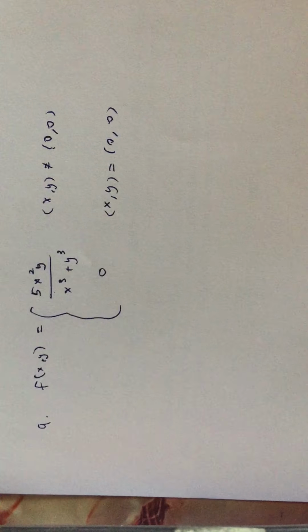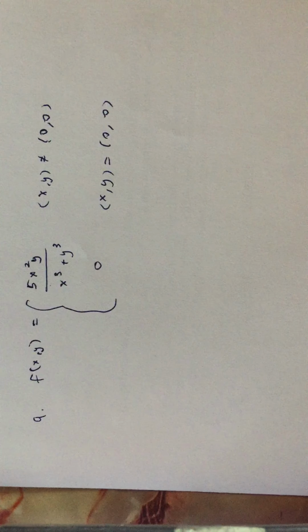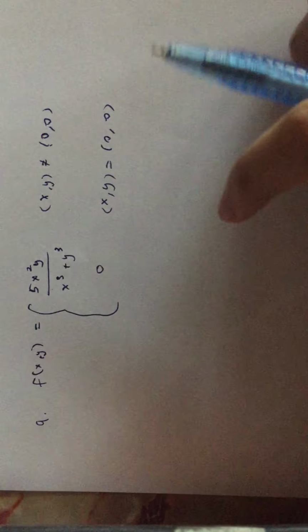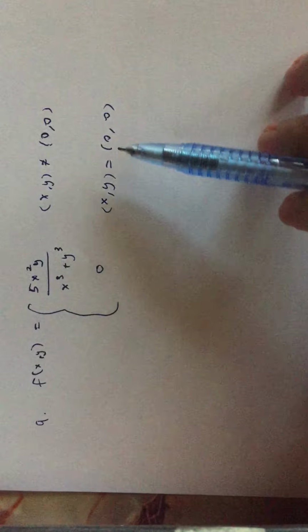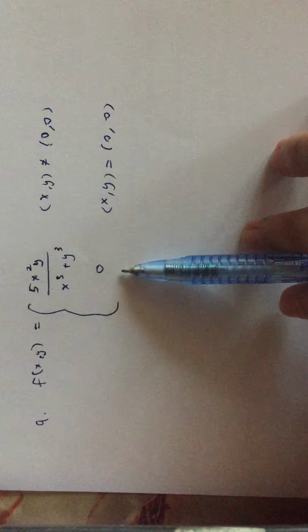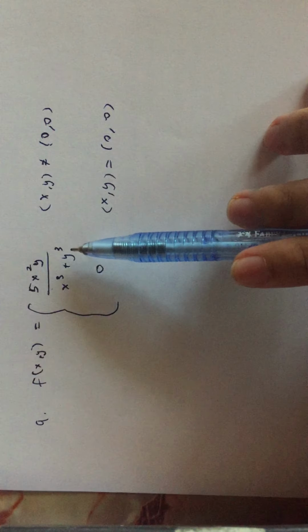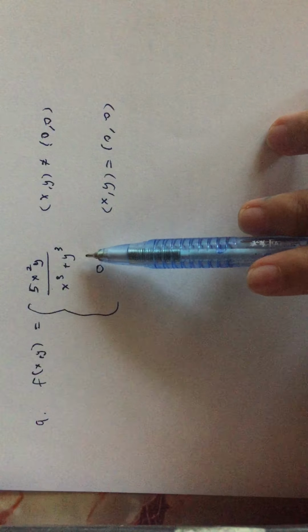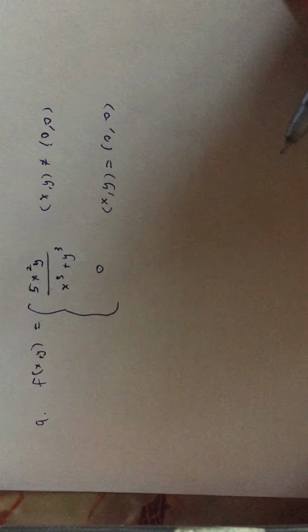Okay, sekarang ni saya akan explain soalan nombor 9. So, untuk soalan nombor 9, we have piecewise function. So, kalau x, y equals to 0, 0, then f is equals to 0. Kalau other than that, f equals to 5x squared y over x cubed plus y cubed.